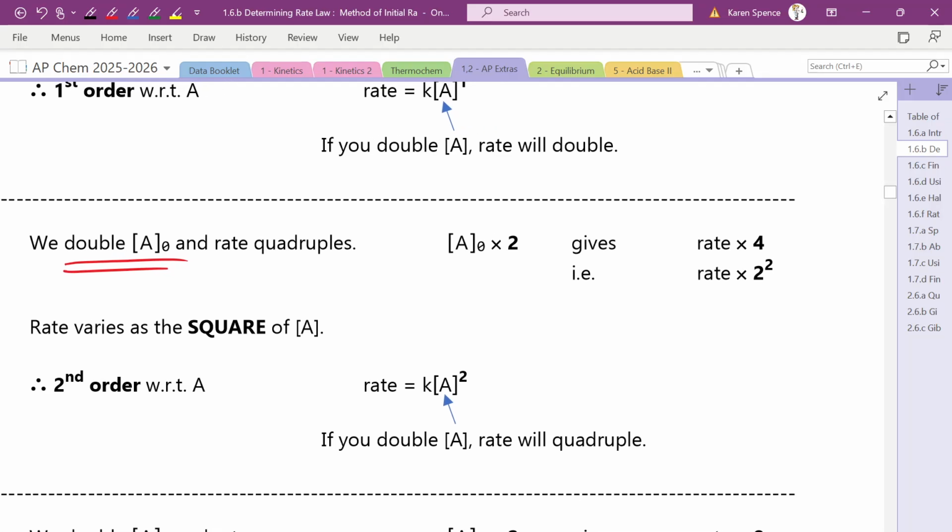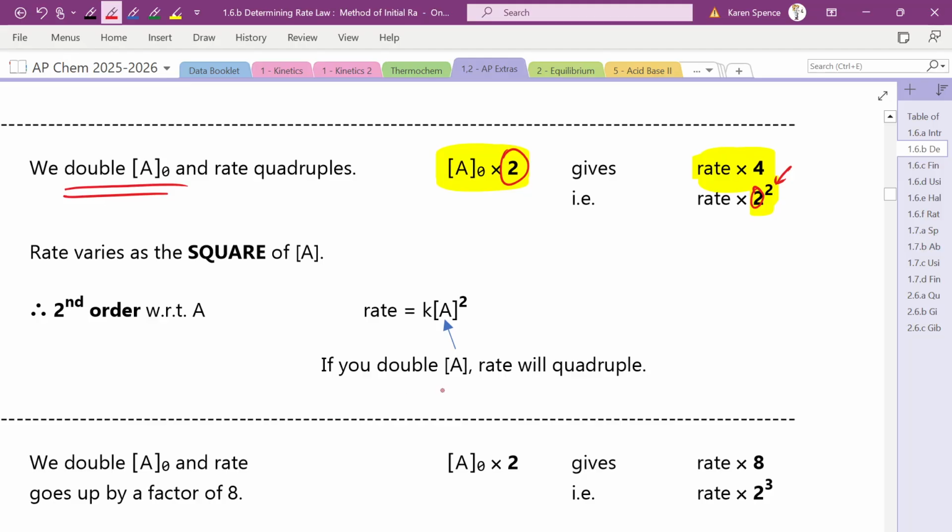Now, let's say we double the initial concentration, and the rate quadruples. So we double that, and then the rate quadruples, which is the same as 2 to the 2. This 2 is that 2. That tells us that our exponent is 2. If you double the concentration of A, the rate will quadruple, and that's if you have a square up there, and that's second order with respect to A.